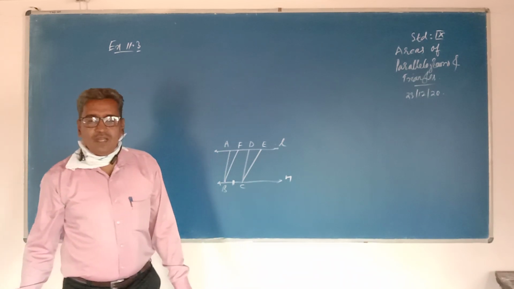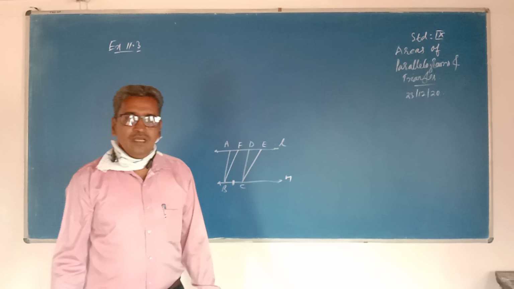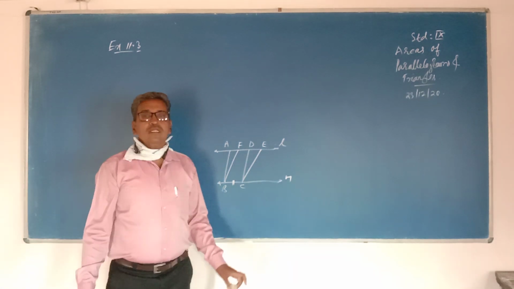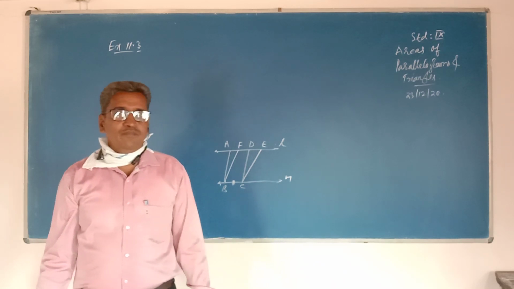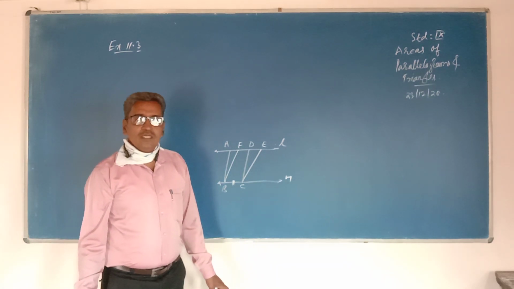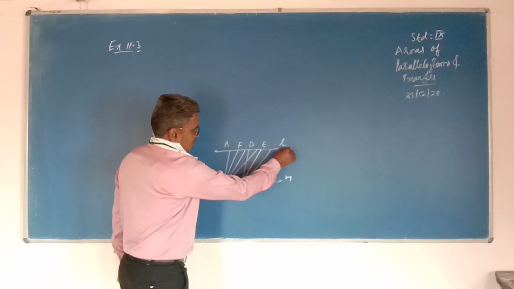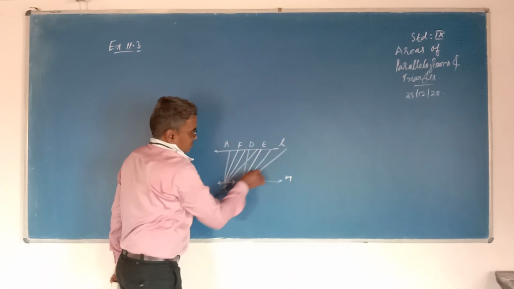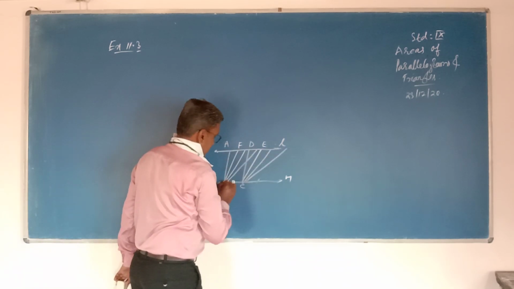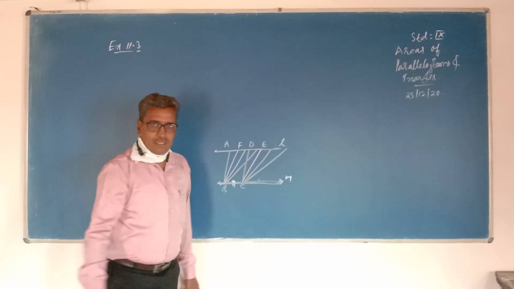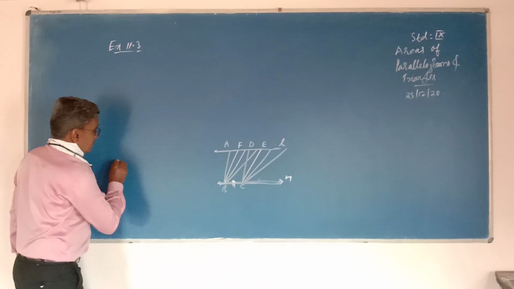Between the same parallels, then the relation between their areas: they are equal in area. Parallelograms standing on the same base between the same parallels are always equal in area, whatever the number of parallelograms. This theorem we have proved.